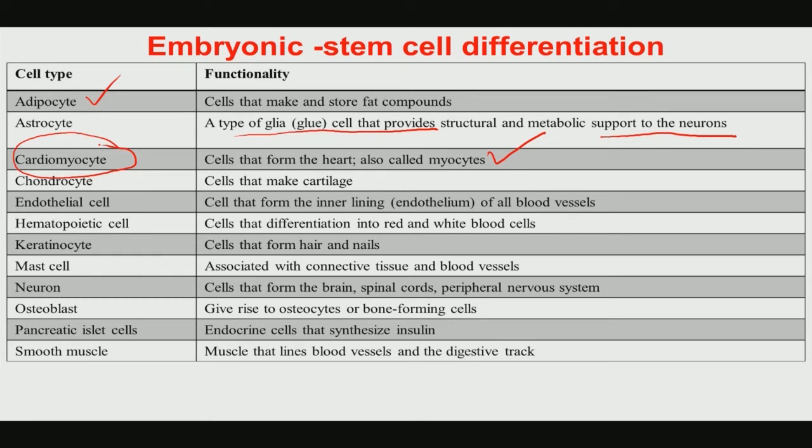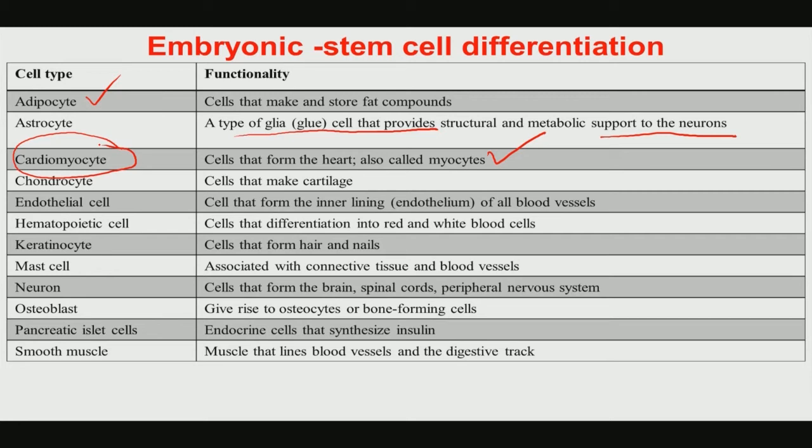Fifth one is endothelial cells, that is the inner lining of all blood vessels; for example, endothelium it makes. Hematopoietic cells differentiate into red cells and white blood cells. So, in case of a person suffering from blood cancer and those kinds of cases, it is useful. Keratinocytes, that is cells that form hair and nails. Often you see open advertisements for treating hair loss, where people use stem cells so that stem cells can differentiate to keratinocytes, and then one can have fresh hair and nails.